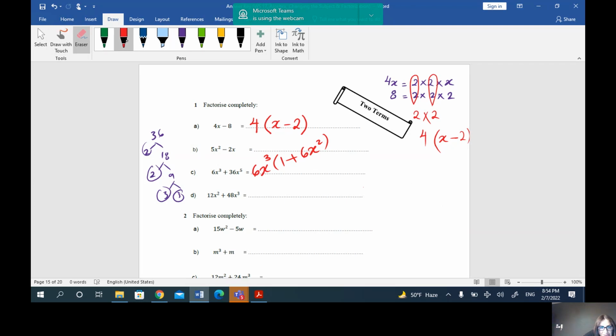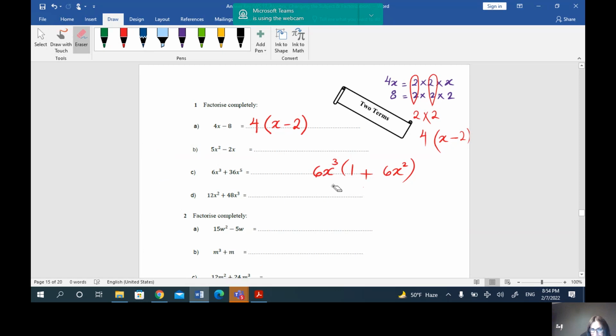Okay, and let me write the answer. So it's 6x cubic times 1 plus 6x squared. Now, if you expand, you must end up with the exact same or with the original expression. Okay? So 6x cubic times 1, it's 6x cubic. 6x cubic times 6x squared, it's 36x to the power of 5, because 3 plus 2 is equal to 5.